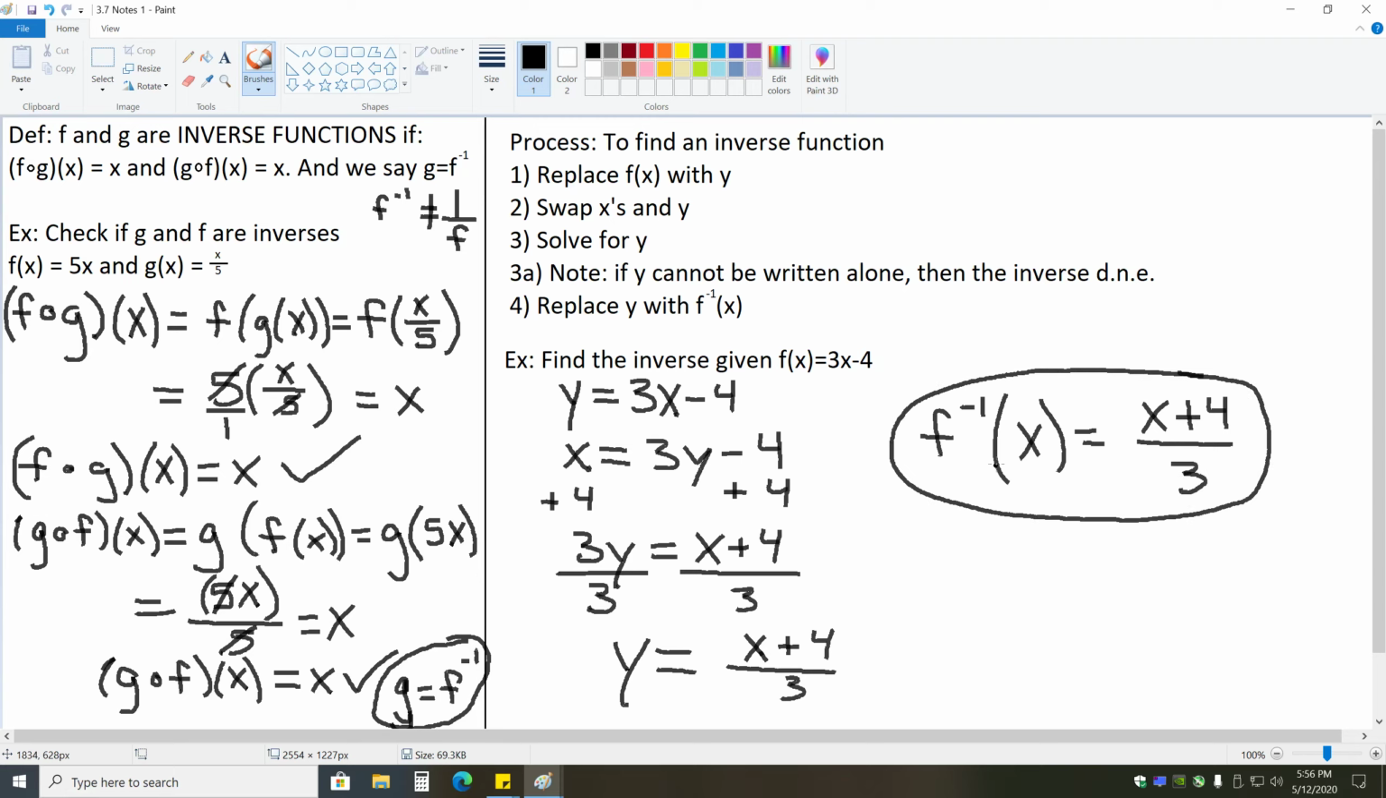And one nice thing about these problems is you can always check to make sure you have the right answer by simply taking the original function and plugging the inverse into it. The result should equal x if you've done this correctly. And then take the original function and plug it into the inverse, and again the result should equal x. That's what we were just doing over here with f and g.